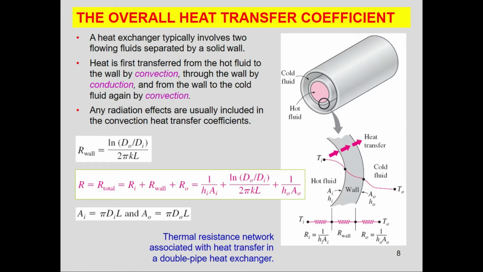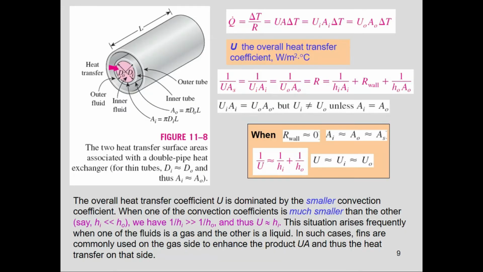So this topic is explaining the thermal resistance network associated with heat transfer in a double pipe heat exchanger. In the analysis of the heat exchanger, it is convenient to combine all the resistances in the path of the heat flow from the hot fluid to the cold fluid into a single resistance, which is known as R, right, which is mentioned over here. And the rate of heat transfer between the two fluids is represented by this formula.